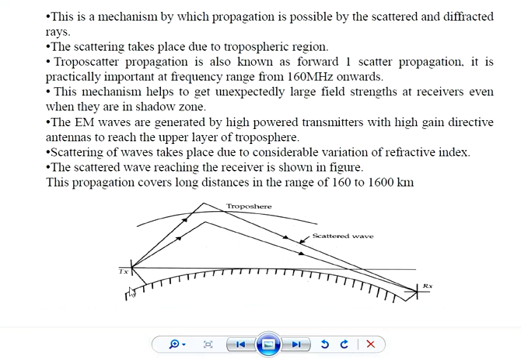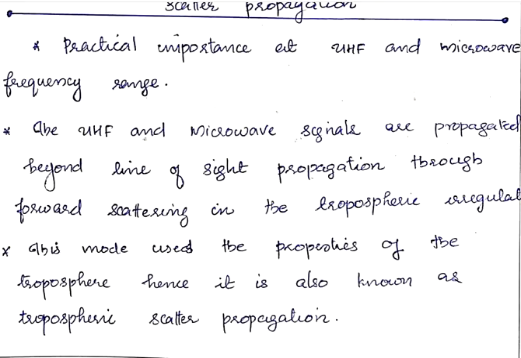That is, this is a transmitter and this is a receiver, and the wave is transmitted to the tropospheric region, and this is a tropospheric scatter region. This wave is scattered and reaches the receiver side, and this propagation covers long distances in the range of 160 to 1600 kilometers. So this mode of propagation uses the properties of the troposphere, by using scattering mechanisms. Hence it is also known as tropospheric scatter propagation.